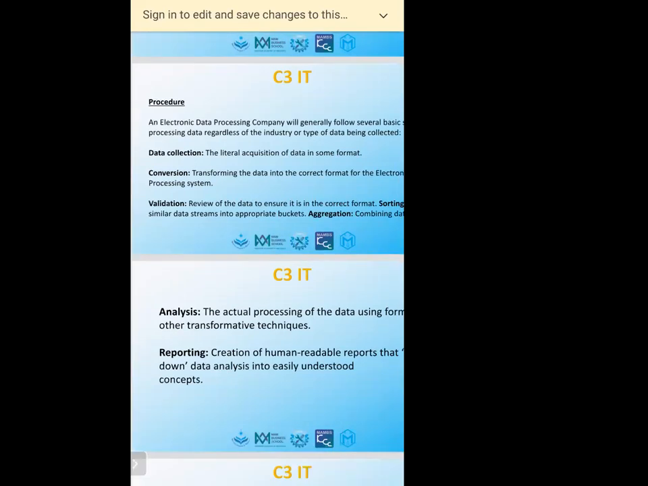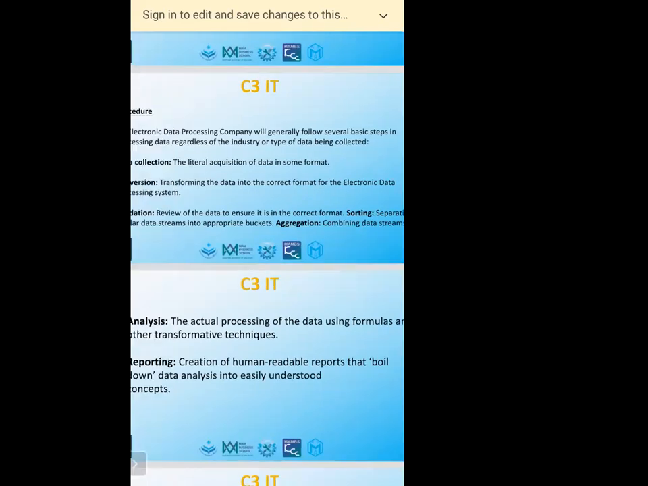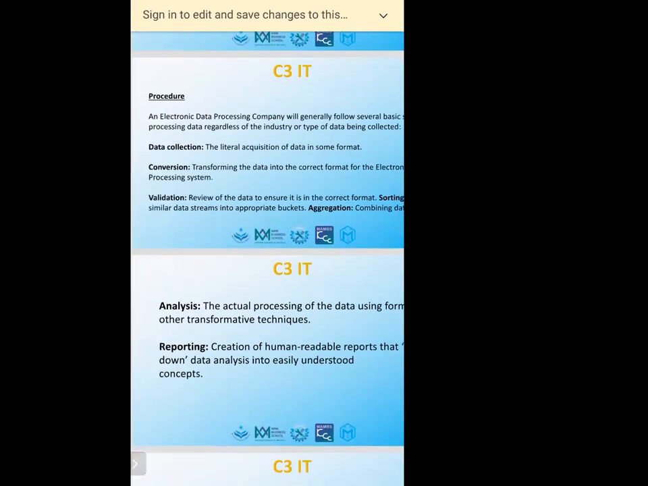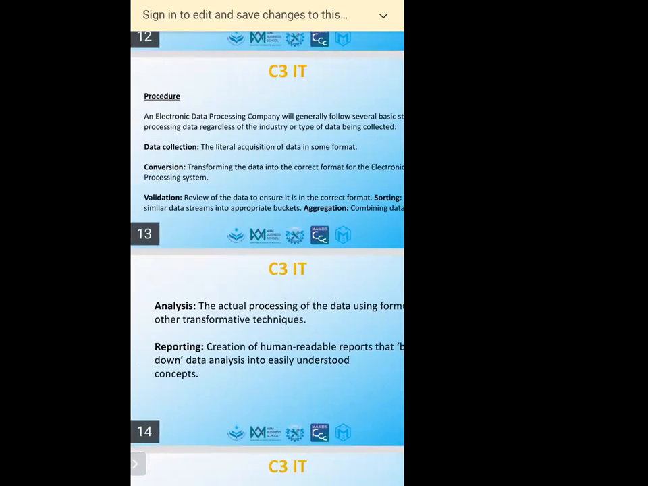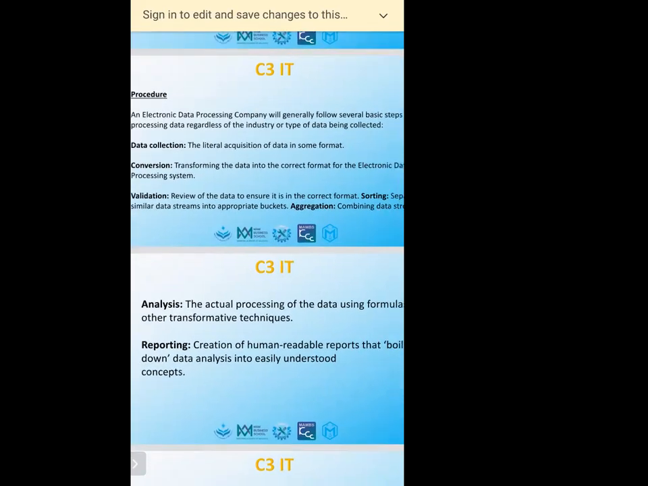Then the next one is analysis. Analysis is the actual processing of the data using formulas and other transformative techniques. For example, I have entered all the school mark data. I want to analyze the grade report and the pass or fail report. So you have to analyze the data. Once you analyze, you will have the report. So after analysis, you will have the report.